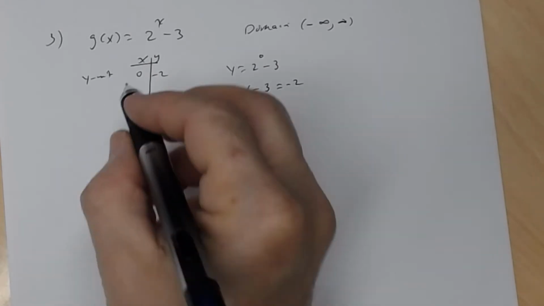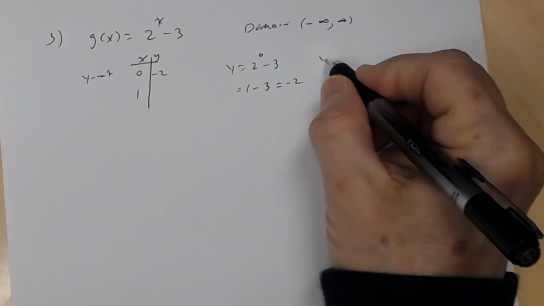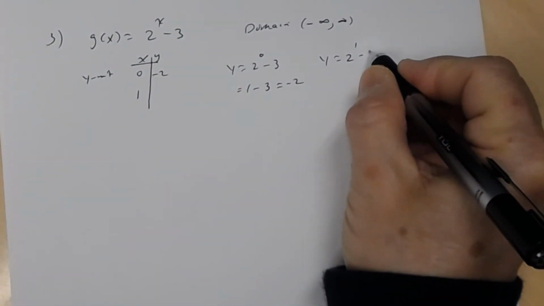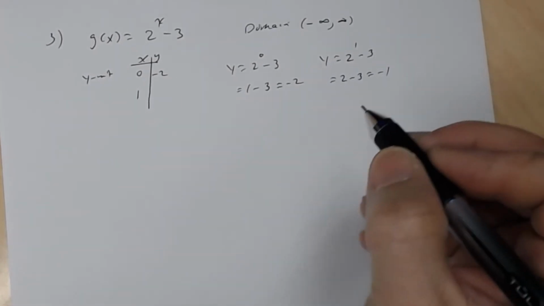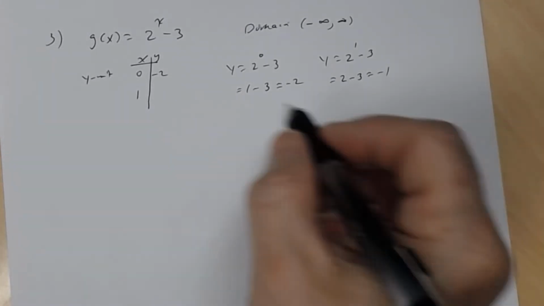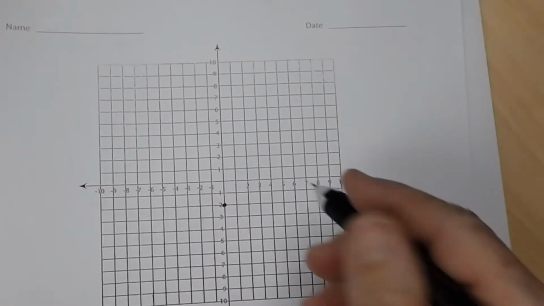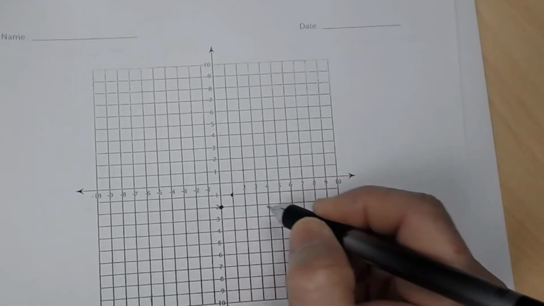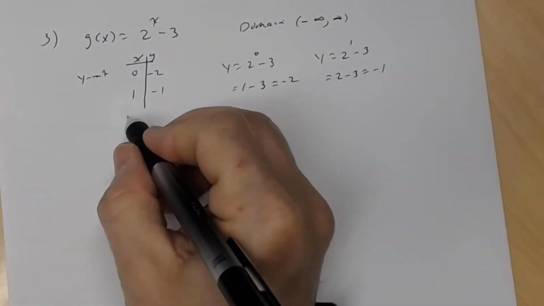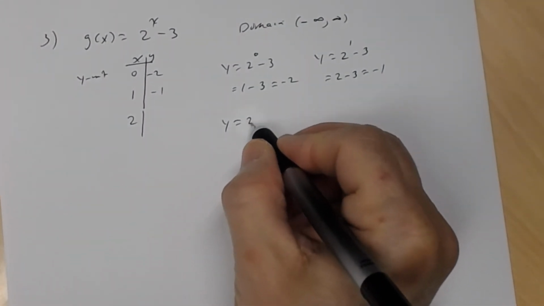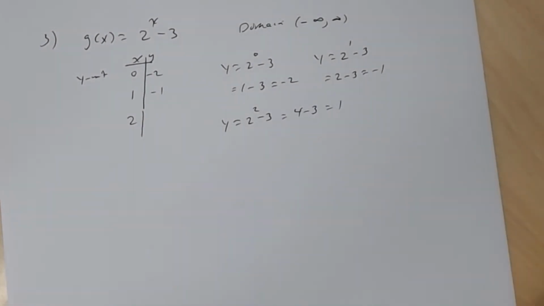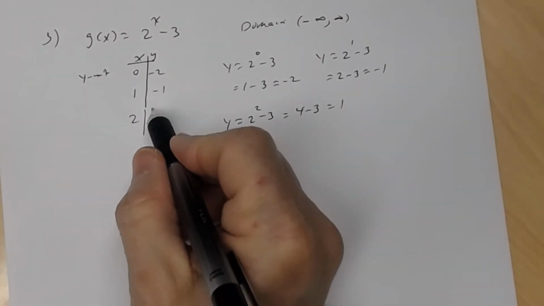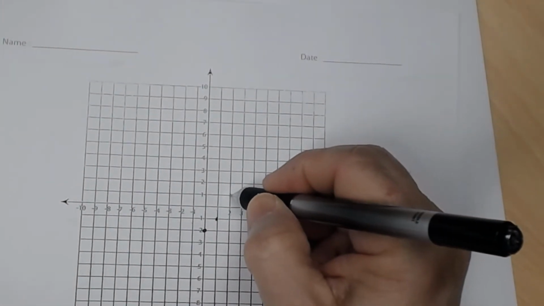If x is, let's say, 1, I get y equals 2 to the first power minus 3. So 2 to the first power is 2. 2 minus 3 is negative 1. So I'm going to plot the point (1, -1). So that's here. If x is 2, I get y equals 2 squared minus 3. So that's 4 minus 3, which is 1. So I plot the point (2, 1), which is here.